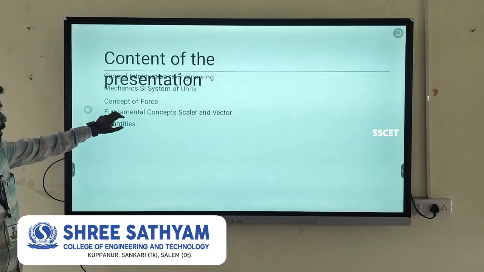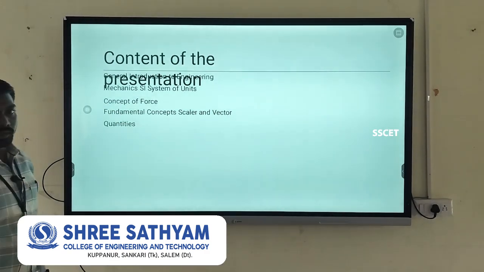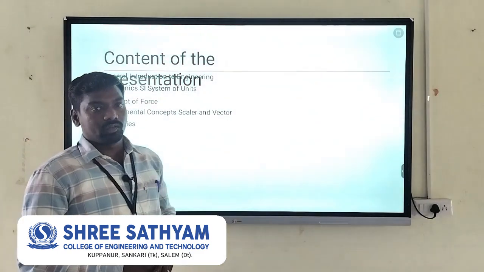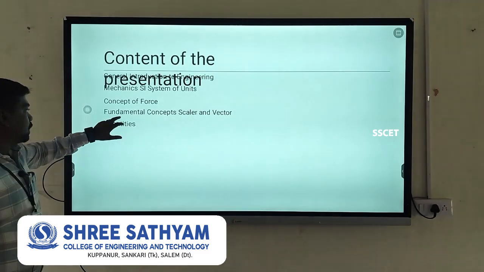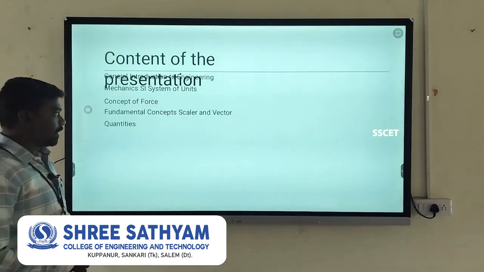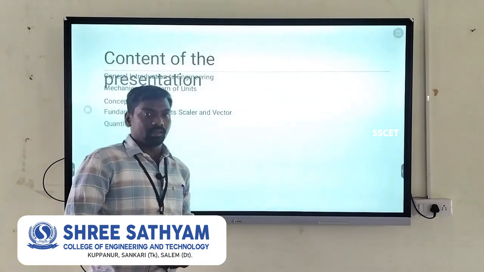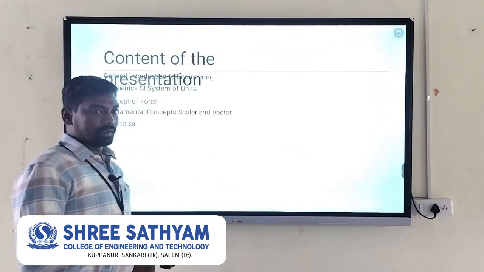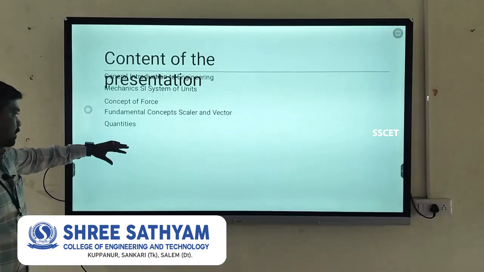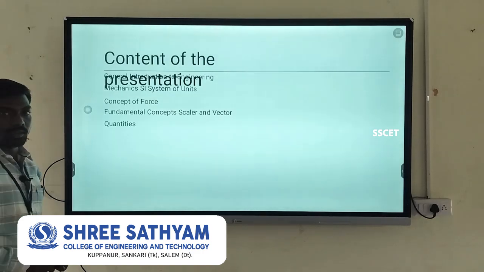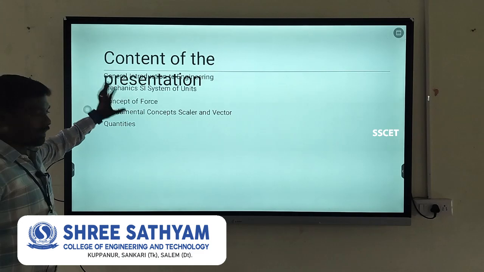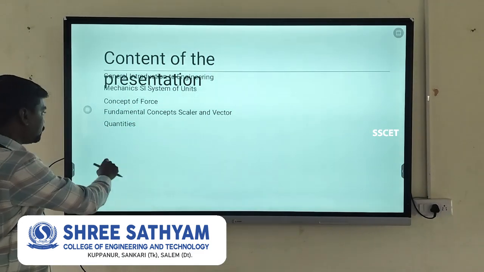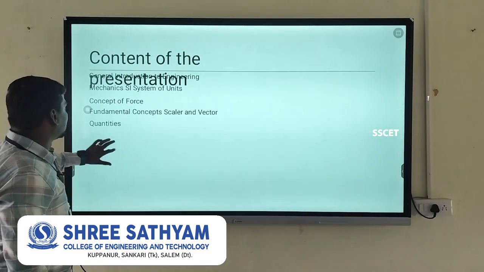Next we are talking about the concept of force. There are many types of force in all subjects that we will discuss. Next, the fundamental concept of scalar and vector. What is a scalar, what is a vector, we will discuss. And the last topic, quantities. What are quantities? These topics we will also discuss. Then the next slide.